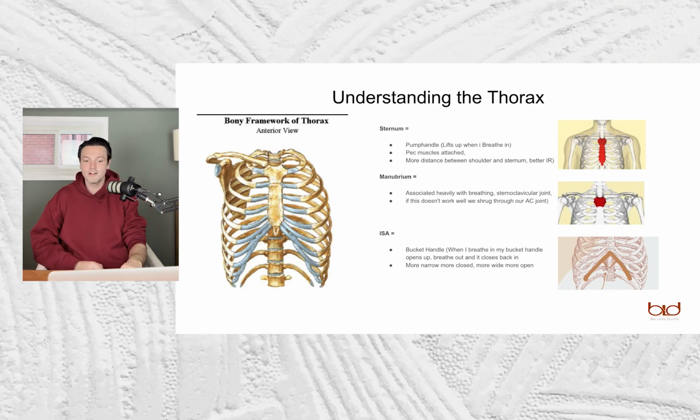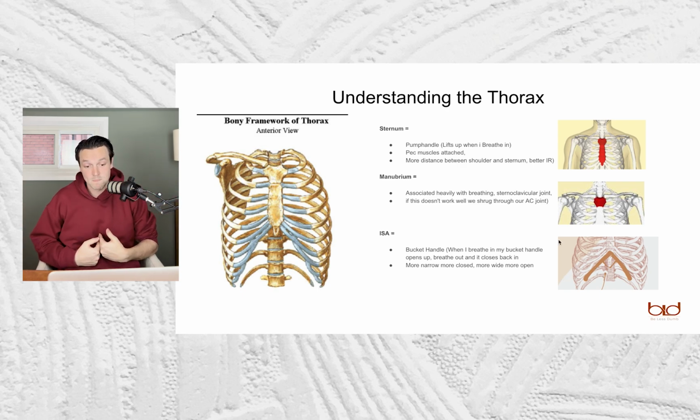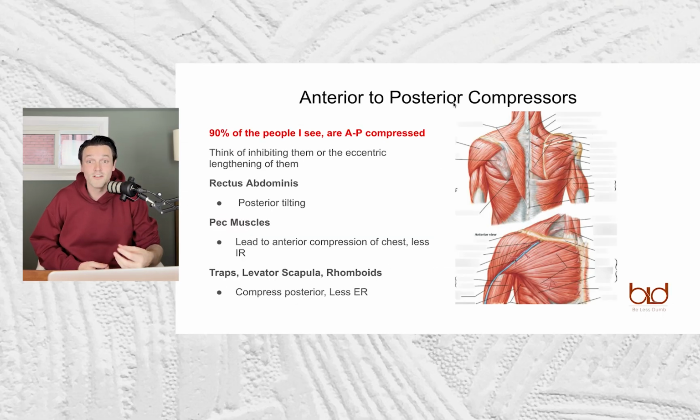Okay, so let me go through that again. So bucket handle, when I breathe in, my bucket handle opens up and it closes back down when I breathe out. So the more narrow, it's more closed, obviously. The more narrow is more closed, more wide is more open. So if I'm looking to improve through some breathing mechanics work, one of my narrows, then I'm going to work a lot on inhalation bias. If I want to work on my wides, I'm going to work on exhalation bias. Does that make sense? I hope it does.